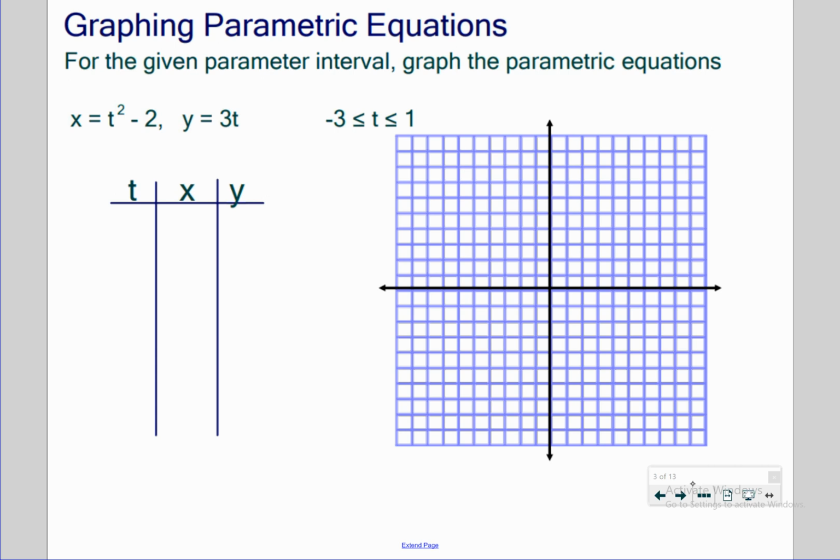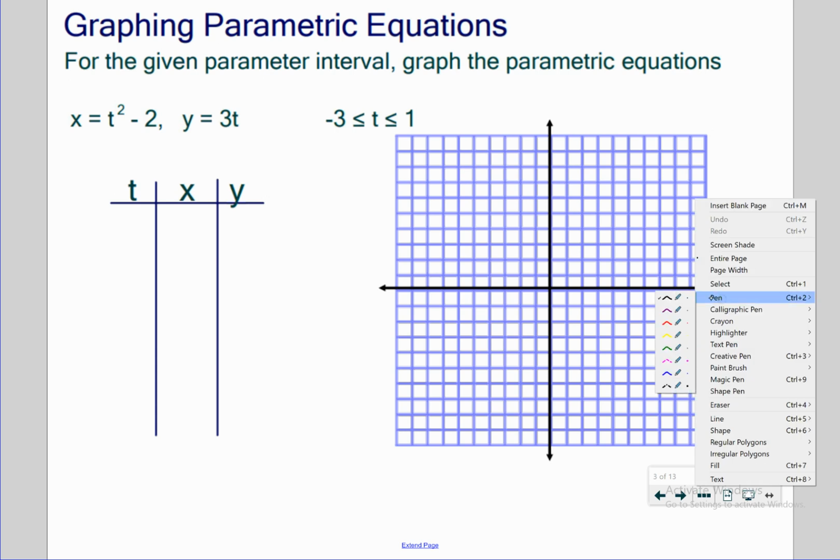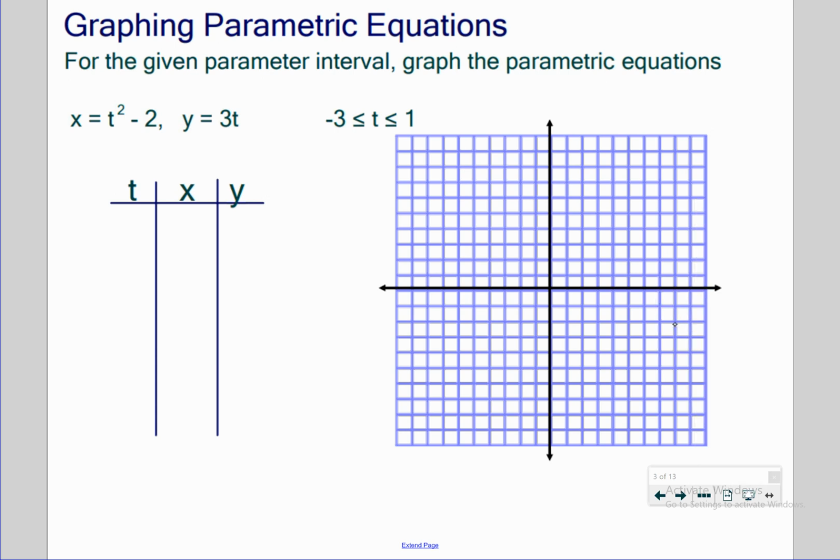Okay, so the first thing I'm going to do, you can just create 3 columns on your paper. So instead of just an XY table, we have a TXY table. T is going to be your input. X and Y are both outputs when we have a parametric equation. Okay. And we are going to use whatever t's it tells us to, in this case, -3 to 1. So I'll just count by ones, fill in my table.